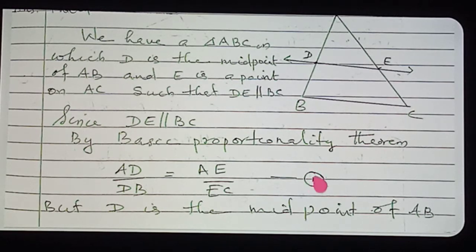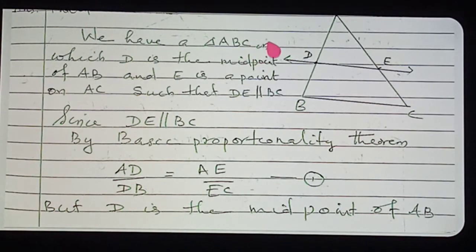But you know one condition, D is the midpoint of AB. If D is the midpoint of AB, AD is same as DB. If AD is same as DB, then what will you get? AD by DB is equal to 1. So we will apply here 1. So you will get your answer also.